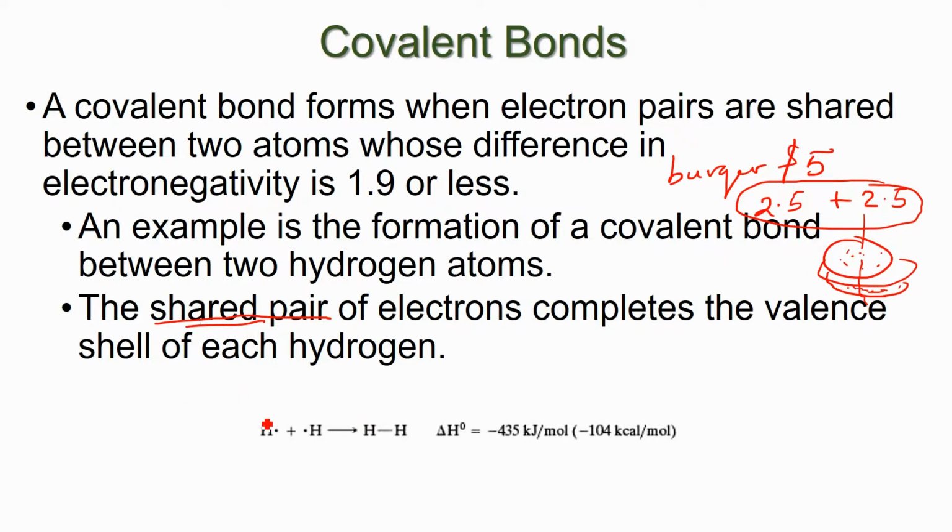So hydrogen by itself has an atomic number of 1, so you only have one valence electron in the 1s shell.